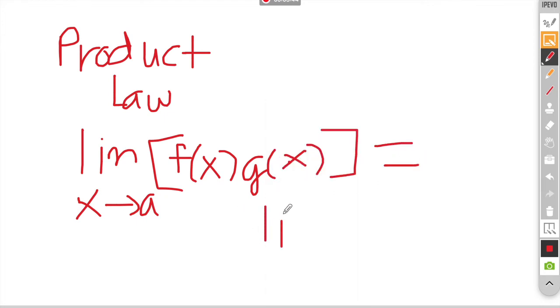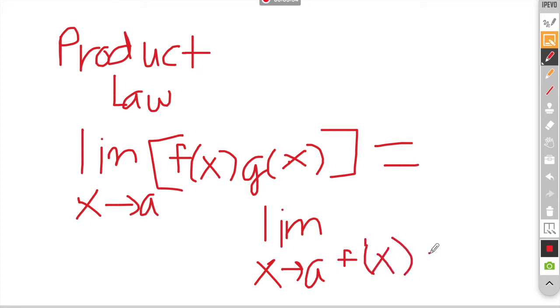So it would be the limit as x goes to a of f of x, times, that's what the dot is for, times the limit as x goes to a of g of x. Sorry, I just wrote it on the top, but it should be to the side because I didn't have space there.